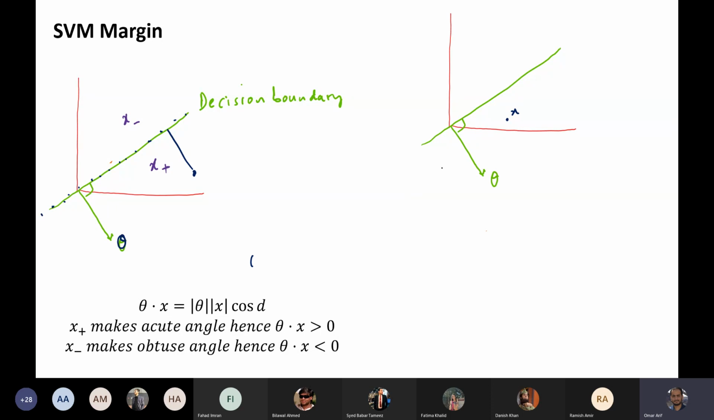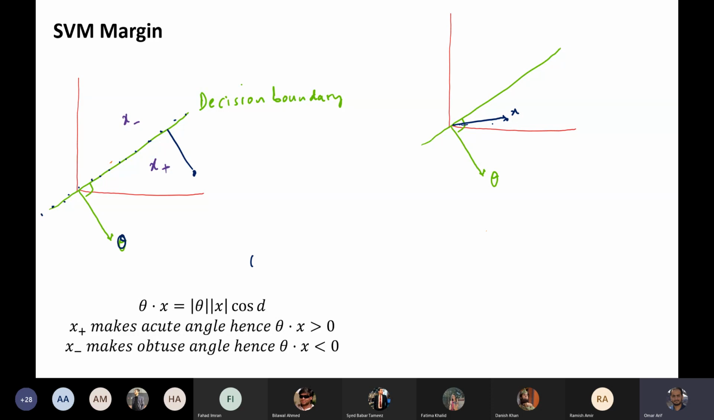So this is your point, this is your vector for the point x. Now when you take the dot product between theta and x, what you are basically computing is the projection of x on this theta.